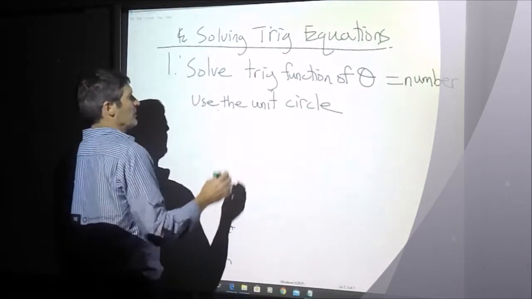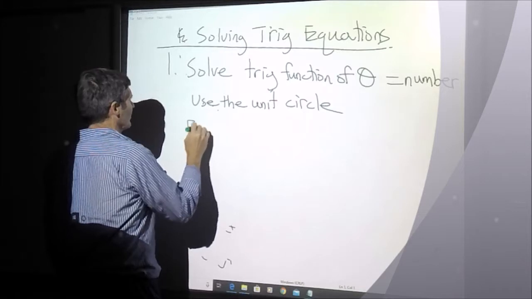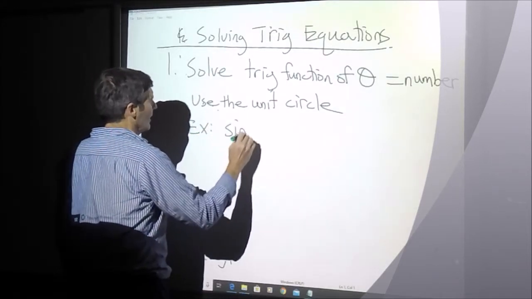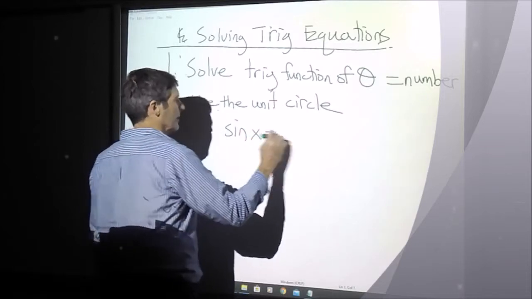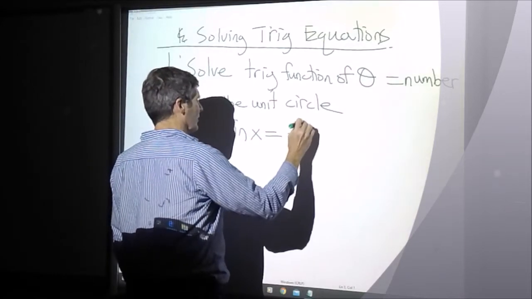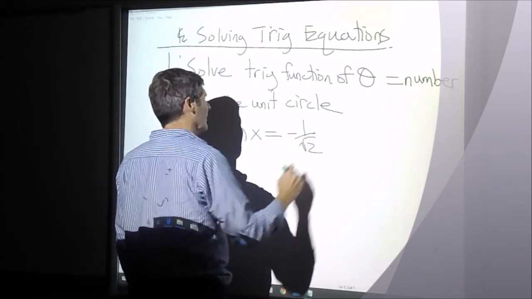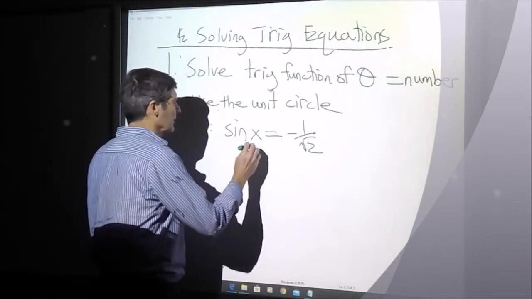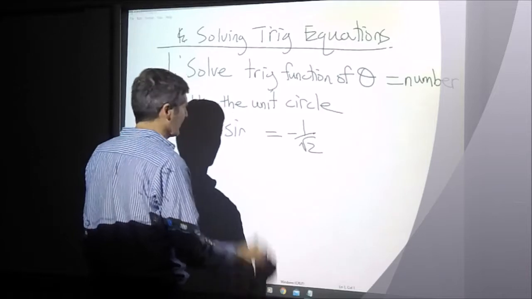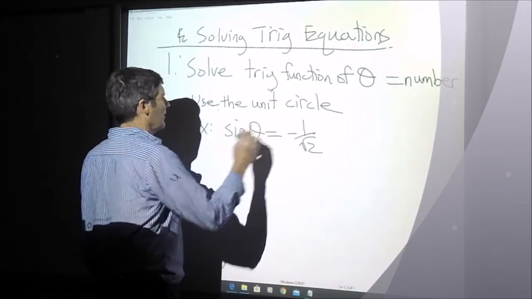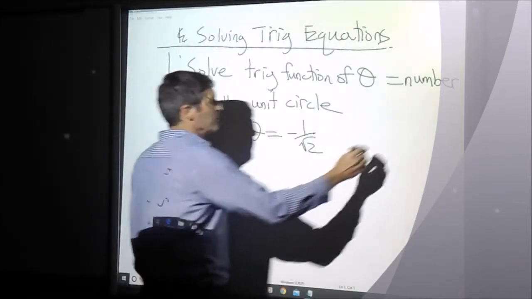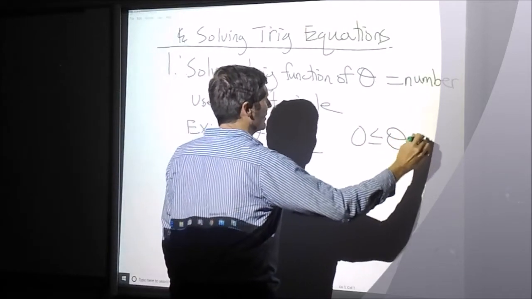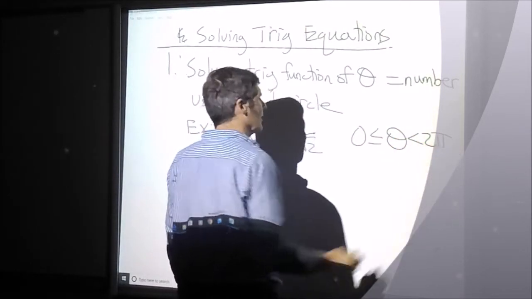For instance, suppose I had this one. Sine of x equals minus 1 over square root of 2. How do I find that? Actually, let's call it sine theta, just to make this a little easier on this one. How do I find all theta between 0 and 2 pi? So within one rotation, include 0.